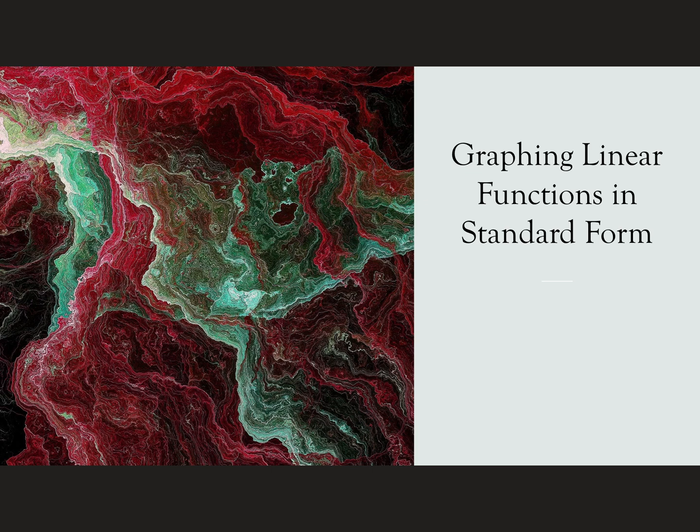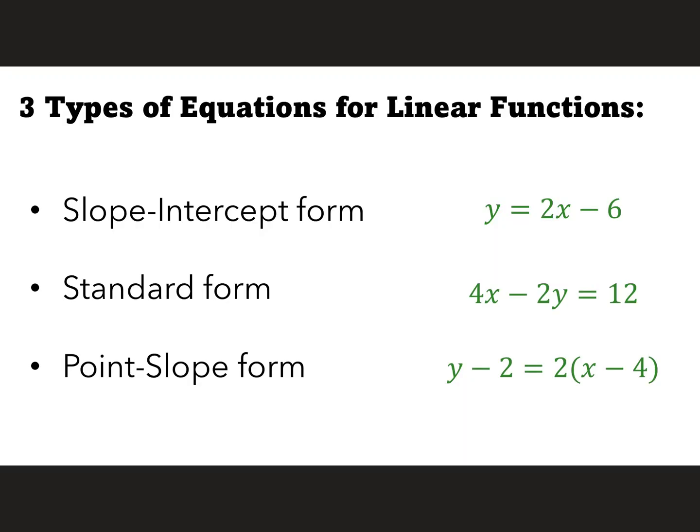Hopefully by now you've learned how to graph linear functions in slope-intercept form. Now it's time to learn how to graph them in standard form. There are actually three types of equations for linear functions: slope-intercept form, standard form, and point-slope form. All of them will create a straight line. And in fact, all three of these equations create the exact same straight line.